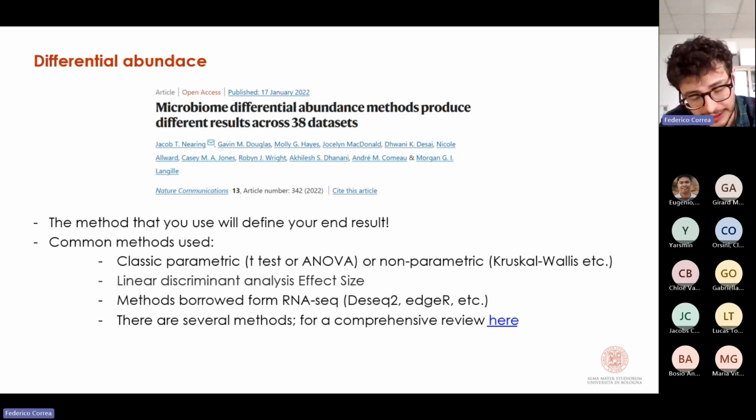Also, we have other tools, for example, for compositional data. In this review, they tested everything basically, and they suggest using different methods. So as long as these bacteria come out in different methods, you can be pretty sure that this bacteria is more present in one group compared to another. And this is the recommendation.